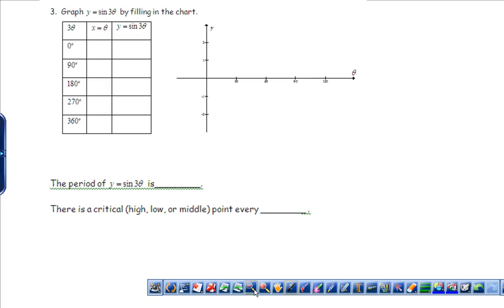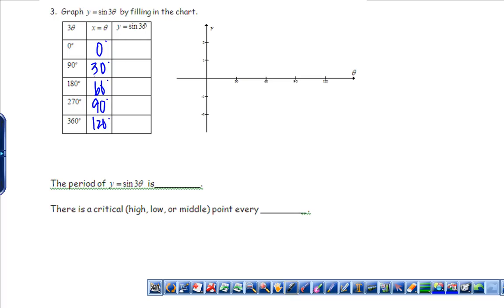All right, let's look at this one. So we've got, it's kind of set up a little bit different. We're starting with 3 theta, and I want x. So it looks like we're going to have to divide all of these by 3 in order to get my x value, or my theta. So this is going to be 0 and 30 degrees, 60 degrees, 90 degrees, and 120 degrees.